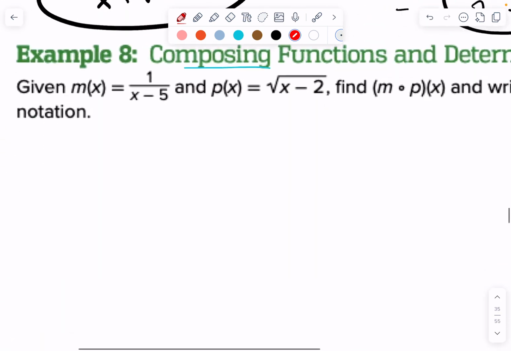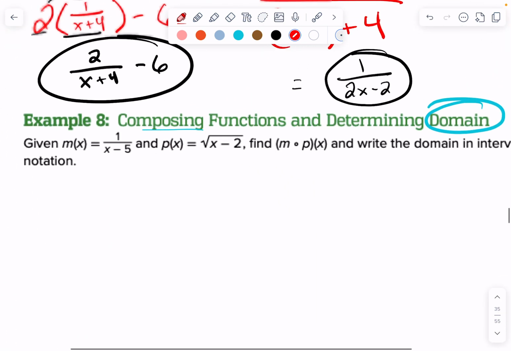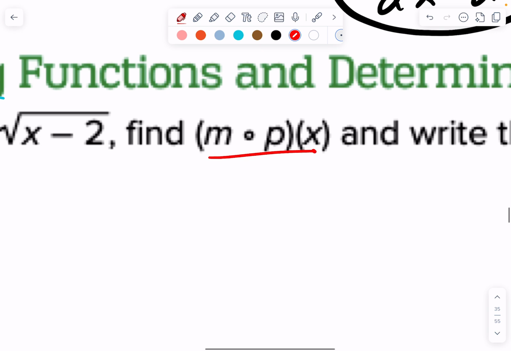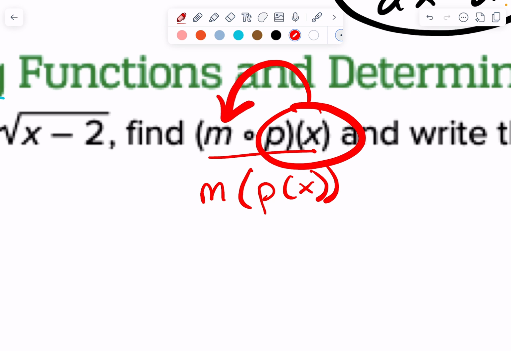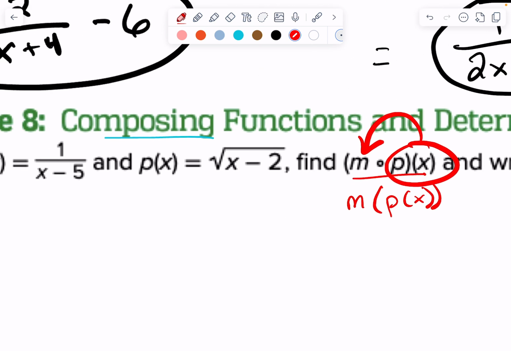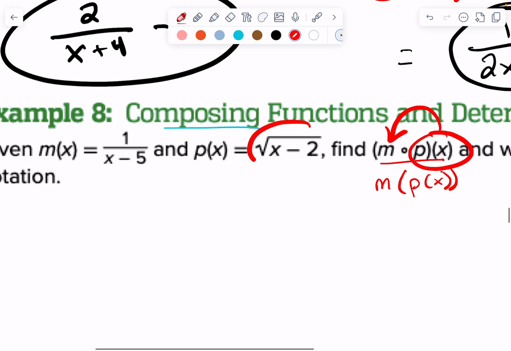But we talked about how if we don't have a number, like if we just have x here, and they might write it like this, this means I'm taking P of x and plugging that whole function into M. So I'm taking P of x, that's the inside, and plugging that whole thing into M.